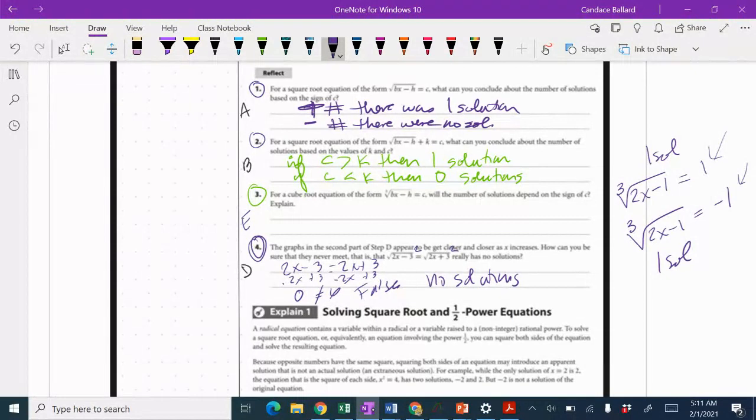Will the number of solutions depend on the sign? And that would be no. There will always be a solution. So basically what we proved is that a cubed root can equal a negative number.